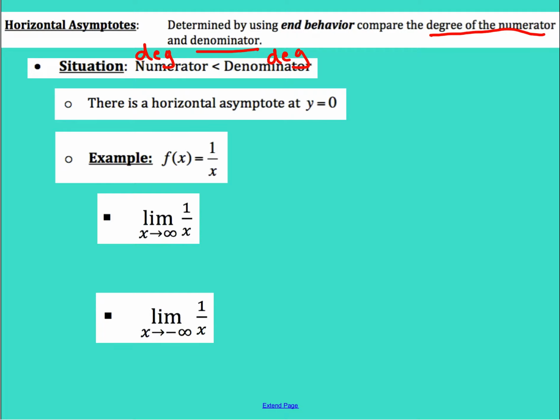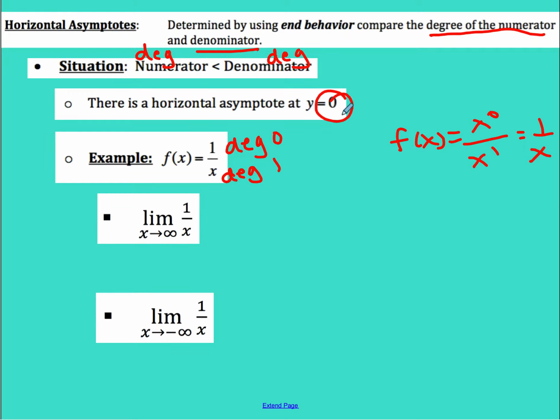So here's our example, 1 over x. My degree in my numerator is 0, because really I could rewrite this as x to the 0 over x to the first. Anything to the 0 power is 1, and then we just write that as x. So this is a degree of 0, and this is a degree of 1. So my numerator degree is smaller than my denominator degree. In this case, there's a horizontal asymptote at y equals 0, which tells me that my limit as you go to positive or negative infinity will approach that horizontal asymptote of 0.